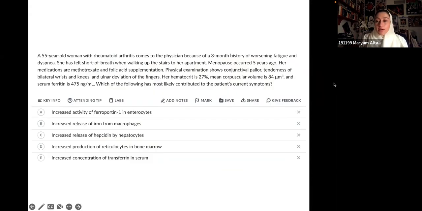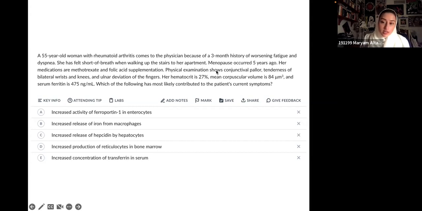Okay, so now we have a new case, and I actually really like this question. A 55-year-old woman with rheumatoid arthritis comes to the physician because of a 3-month history of worsening fatigue and dyspnea. She has felt short of breath when walking up the stairs to her apartment. Menopause occurred 5 years ago. So why is it important that menopause occurred 5 years ago?